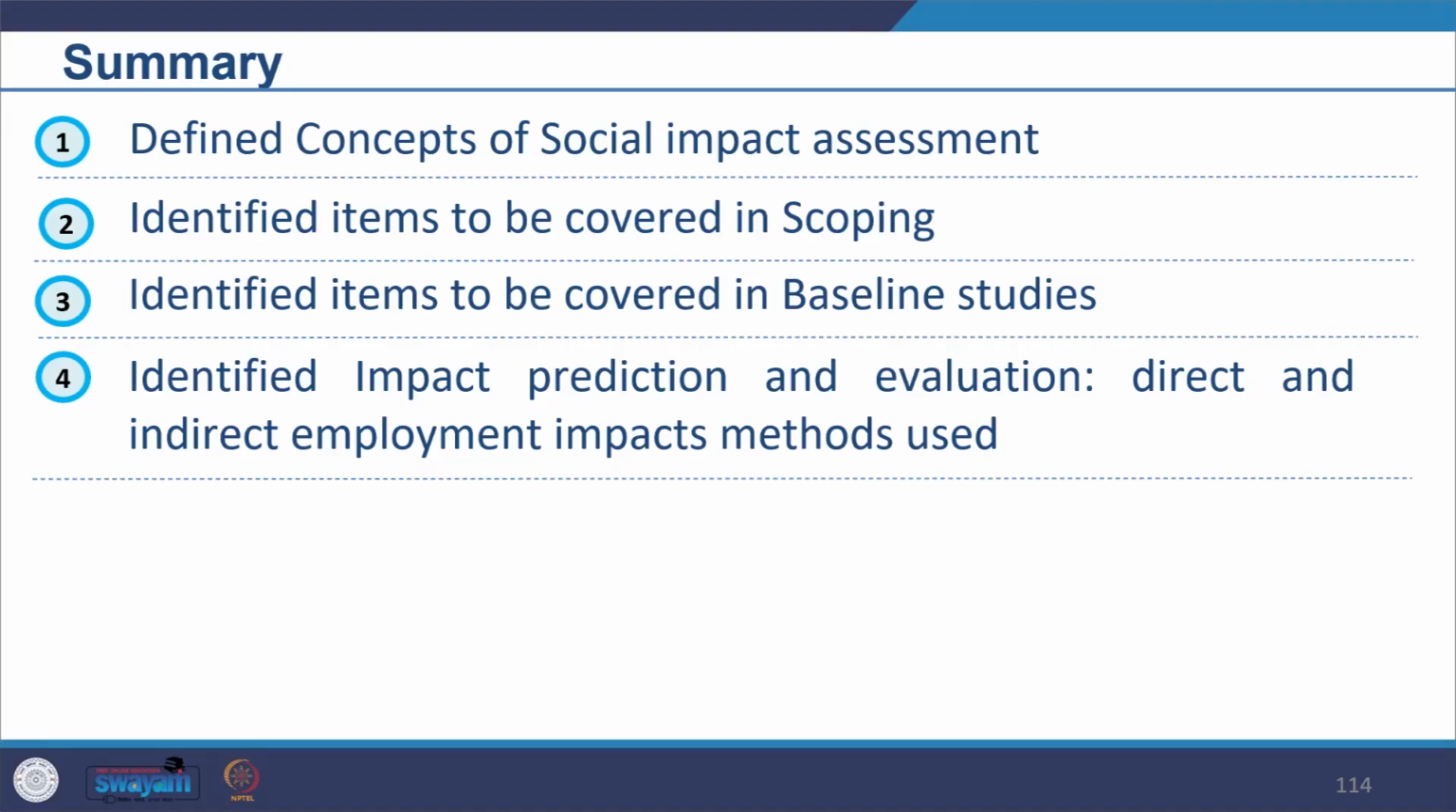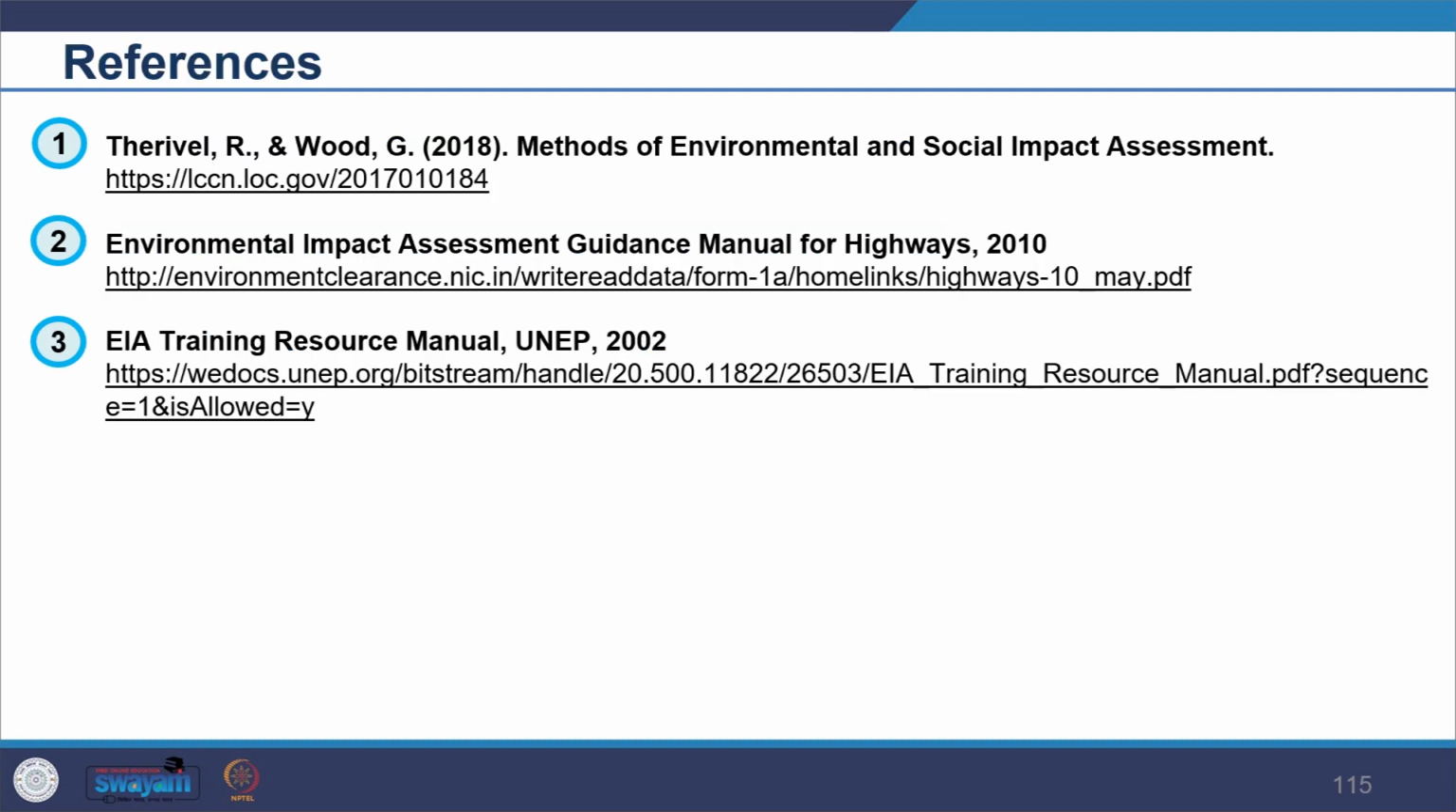Today we covered the concepts of social impact assessment. Then we identified how we undertake scoping. Then we looked at the baseline studies, and then the impact prediction and evaluation aspect, what kind of direct and indirect impact would happen, and then we looked at how we assess the significance. These were our key references.